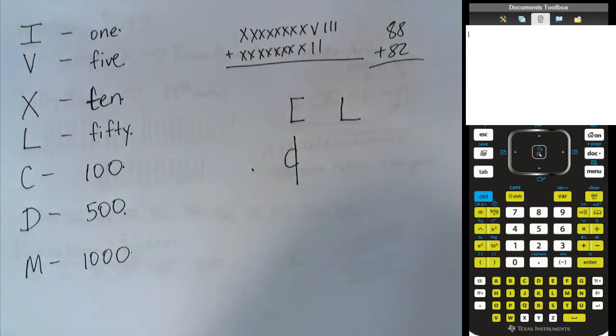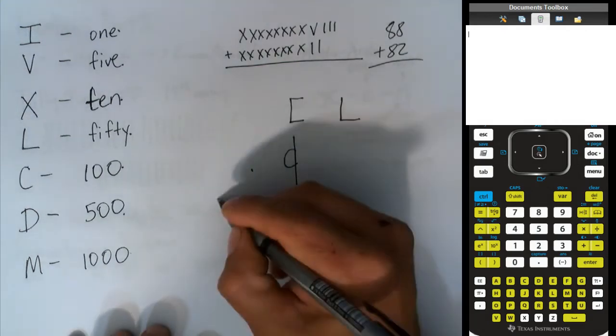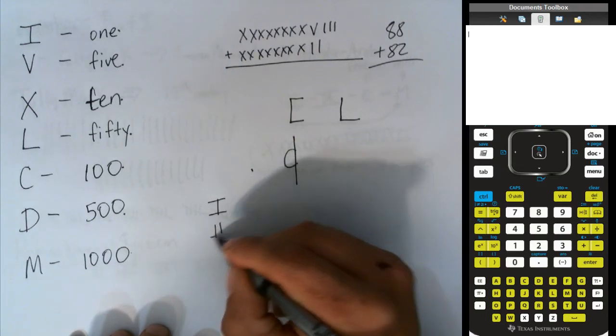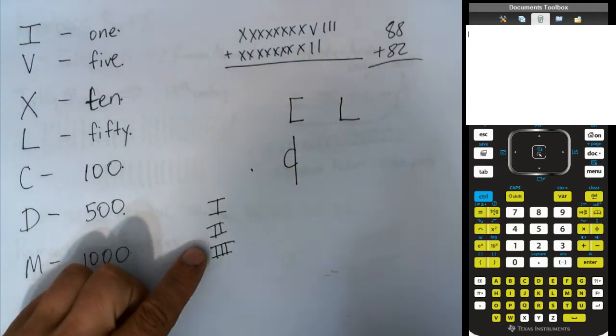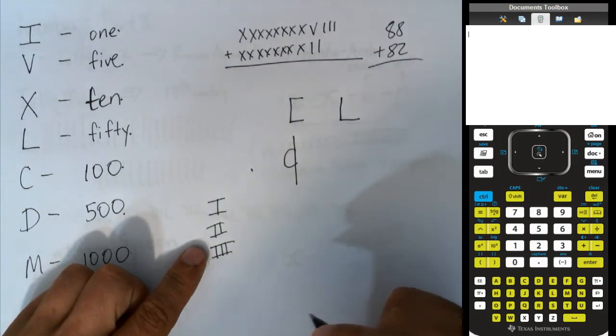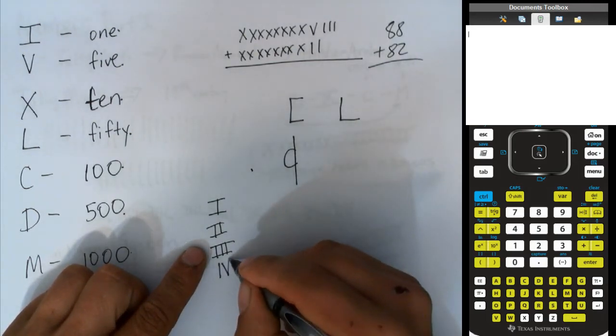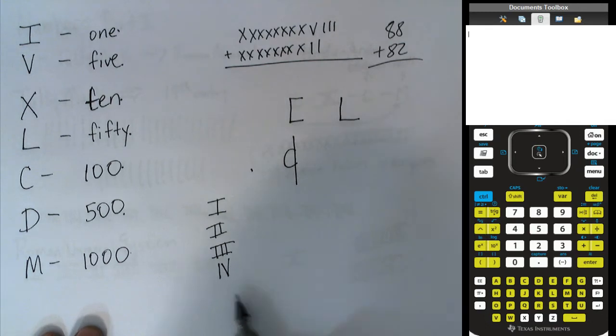And then they said, well, you know what? Let's not use more than 4 symbols in a row. So we got 1, 2, 3. Let's let 4 be 1 minus 5. So they said, okay, 4 is going to be 1 before 5. That way we don't have to write 4 symbols in a row. And in Roman numerals, there's never more than 4 symbols in a row.